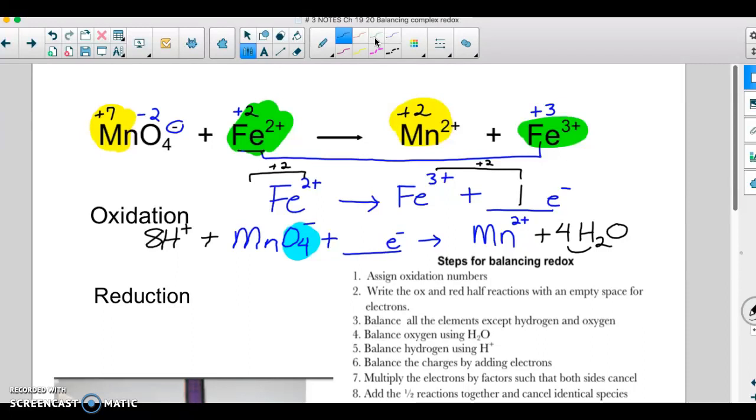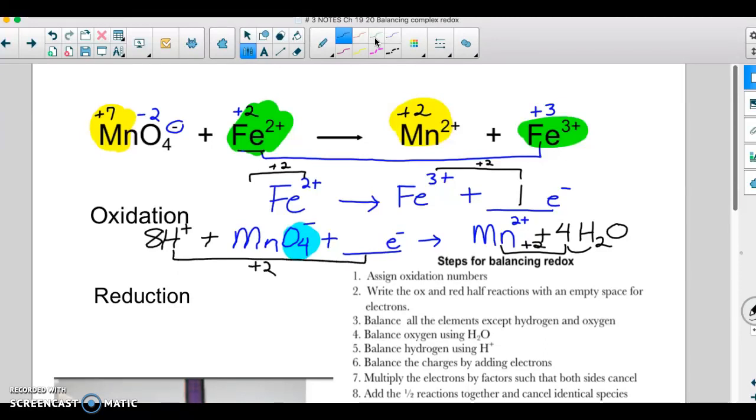Now we're going to do the reduction. You want to start with the side that doesn't have the electrons, and you can see that water has no charge, but the manganese has a +2. So this product side is +2. So when I go to the reactant side, I want this to all total to +2.